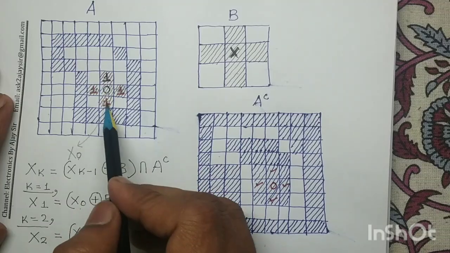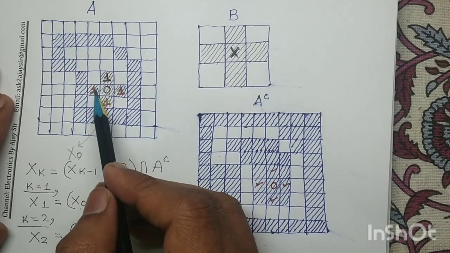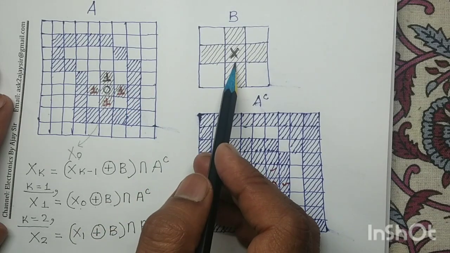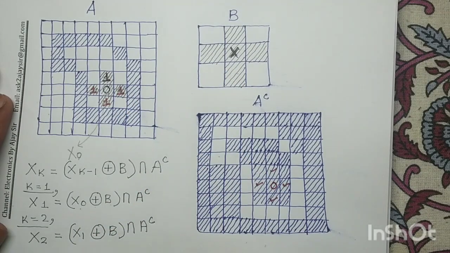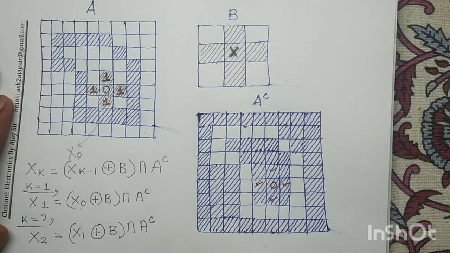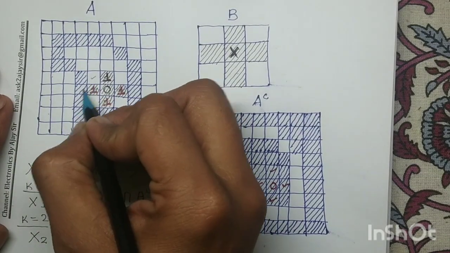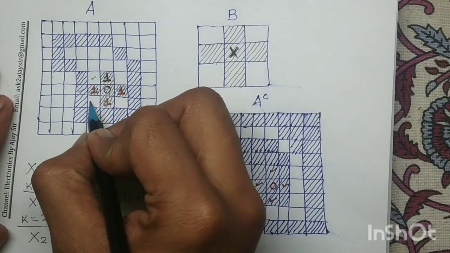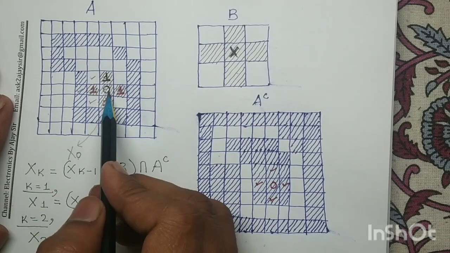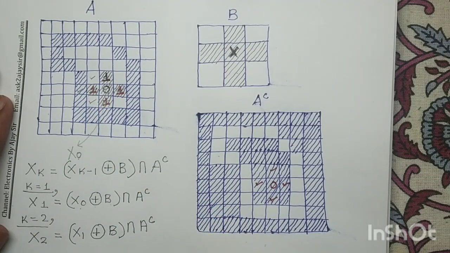So at all these 4 x1 points, we have to perform the dilation operation with this structuring element B. Let us perform it one by one. At this point, if you perform the dilation operation, this pixel, this pixel, this pixel, and this pixel will be part of my dilated output. That is, these 4 pixels become logic 1 after performing the dilation operation.